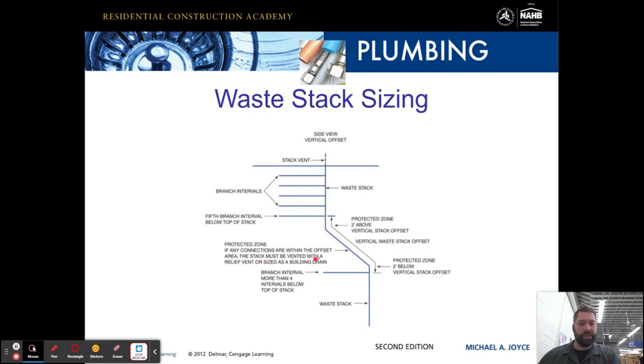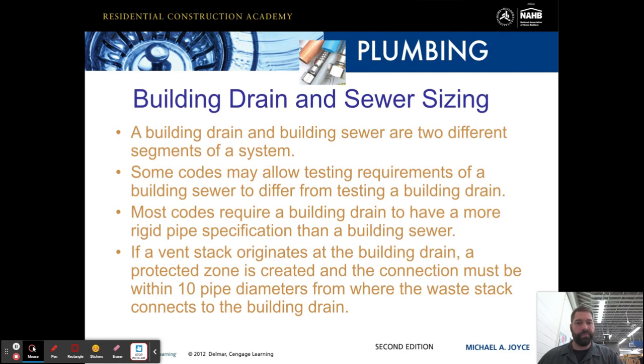If any connections are within the offset area, the stack must be vented with a relief vent or sized as a building drain. So we went over relief vents in previous slides. The branch interval, so if there's more than 4 intervals, they must be below the top of the stack. And again, here's our waste stack, and then here is where they give an example of that.